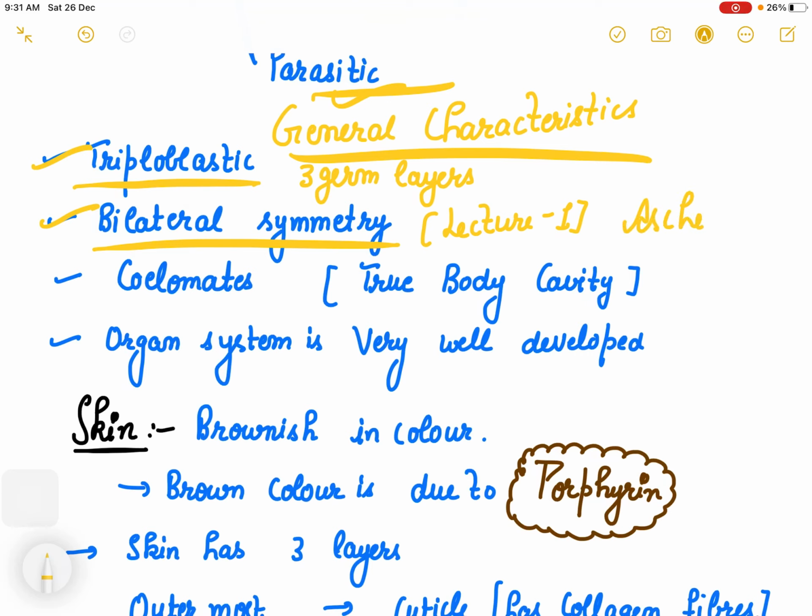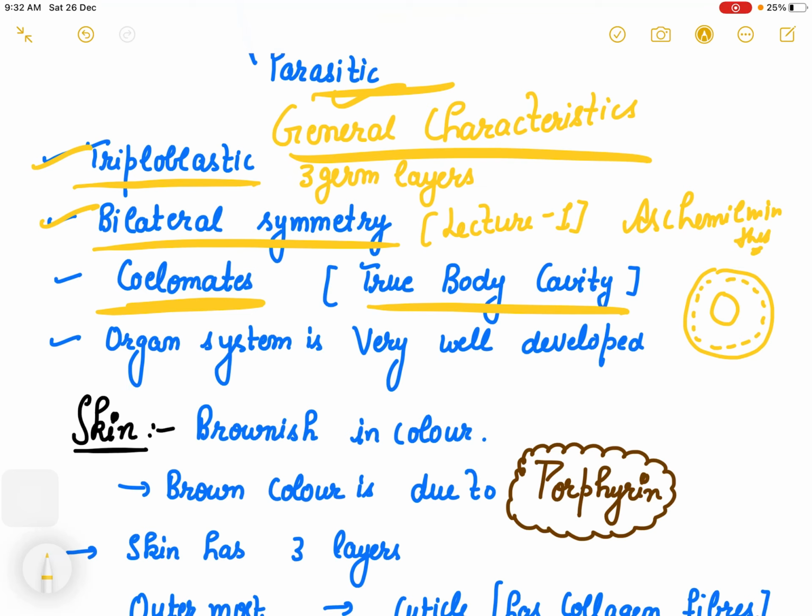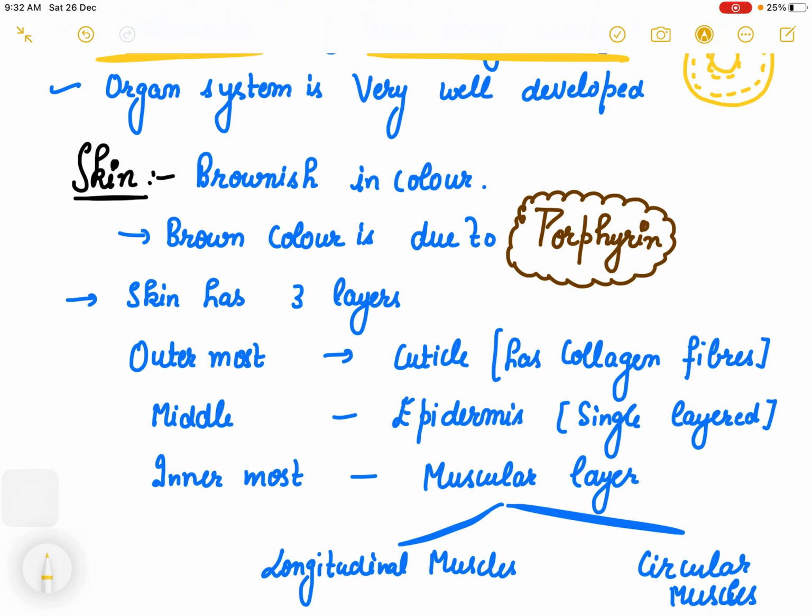Now, Aschelminthes, which were your round worms, in which Ascaris is described as pseudocoelom, because mesoderm was present in patches, but here a true body cavity is developed, means they are coelomates. They have now a well developed mesoderm, right? Mesoderm is well developed, so they are coelomates. Organ system is very well developed in this phylum. Okay, so we are now going to talk about every system one by one.